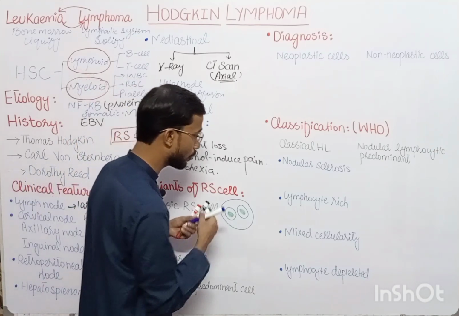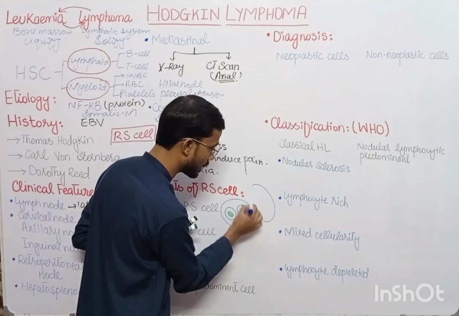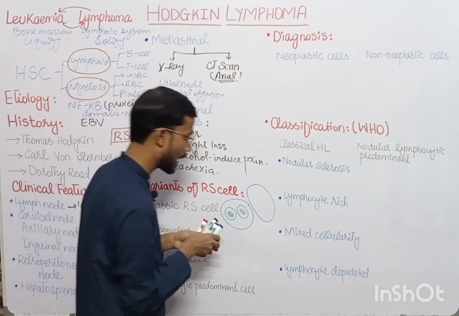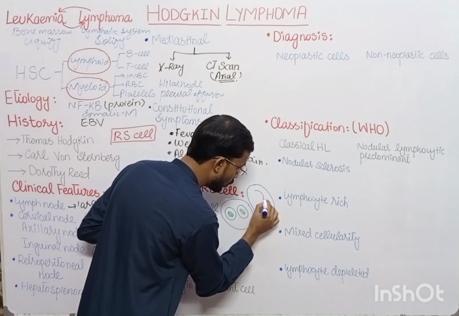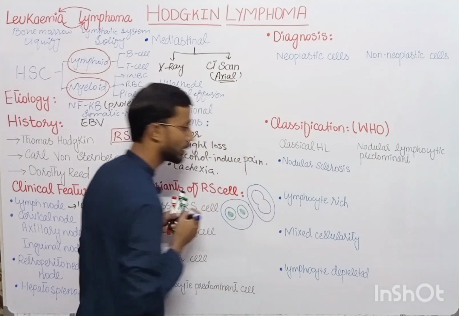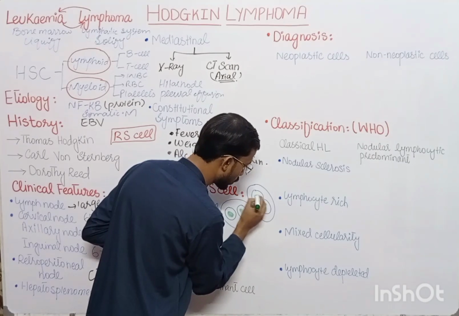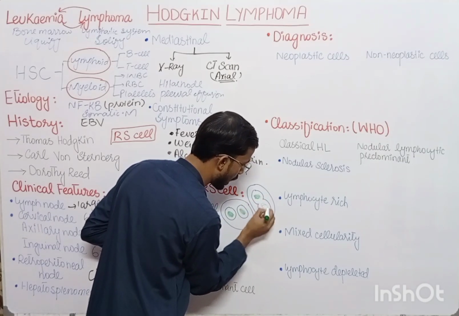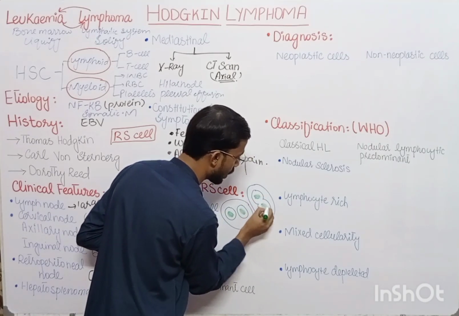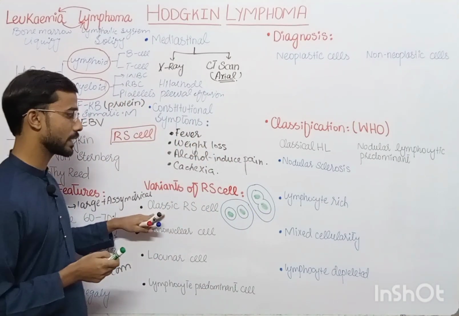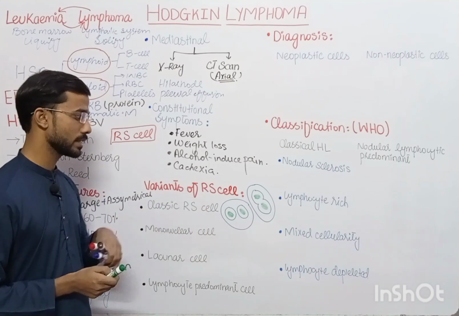They can also be in the form where there are 2 lobes of a single nucleus, having a nucleolus in it. They also look like an owl's eye. So this is basically the classic Reed-Sternberg cell.